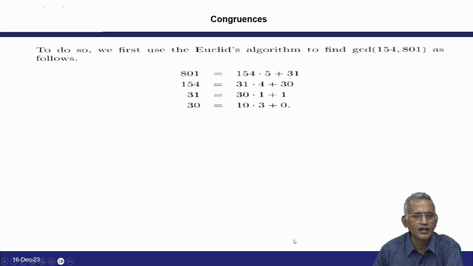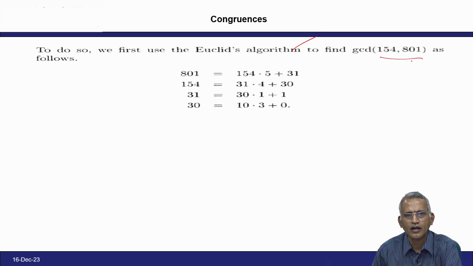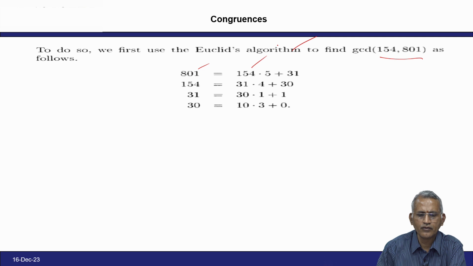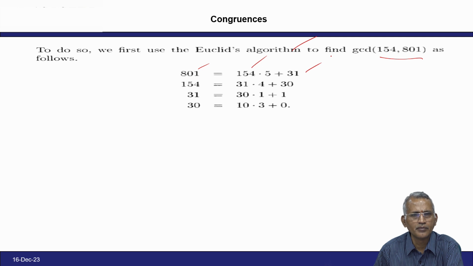To do this, we first use the Euclid algorithm to find the GCD of the two numbers 154 and 801. Now, which one is bigger? 801 is bigger than 154, therefore divide 801 by 154. So, 801 can be expressed as 154 times 5 plus 31, and then 154 can be expressed as 31 times 4 plus 30. Comparing 31 and 30, 31 is bigger than 30, therefore 31 divided by 30, 31 can be expressed as 30 times 1 plus 1, and then 30 can be expressed as 1 times 30 plus 0.